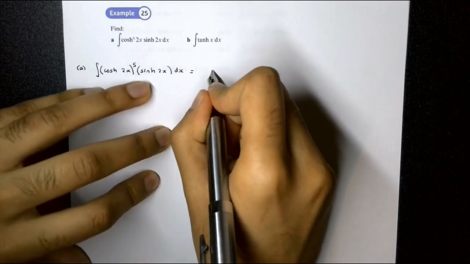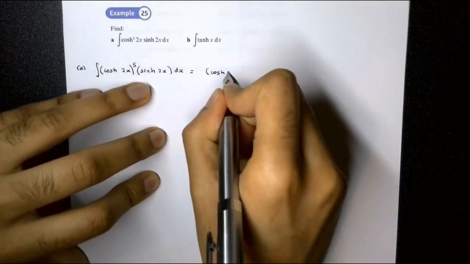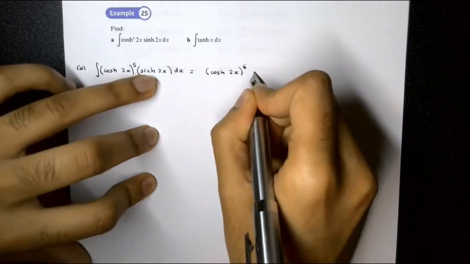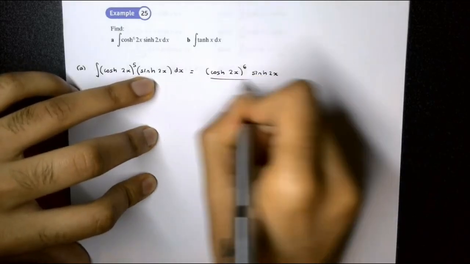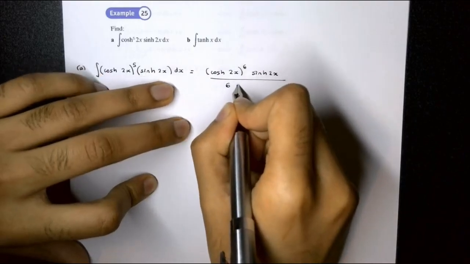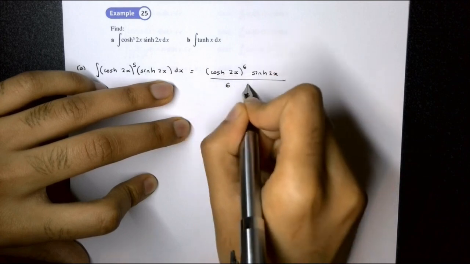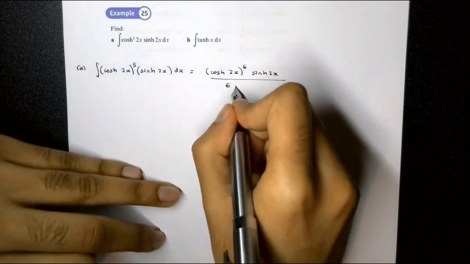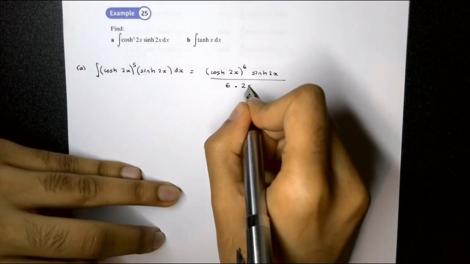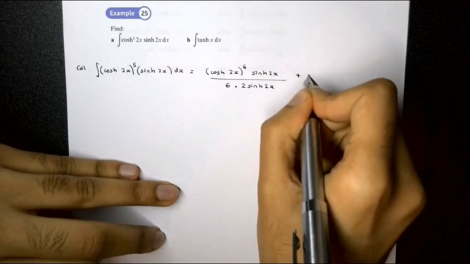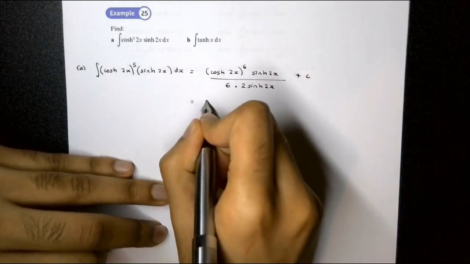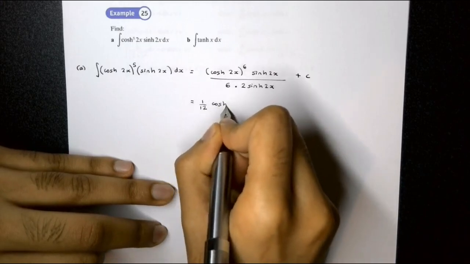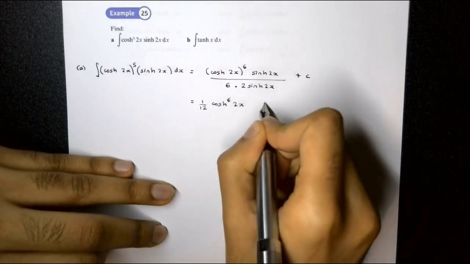So to do this, we add 1 to the power, so we have hyperbolic cosine of 2x to the power of 6. And don't forget we still have the hyperbolic sine of 2x. We then divide by the new power, and then we divide by the differential of the bracket. So the differential of the bracket is 2 hyperbolic sine of 2x, and don't forget we've got the plus c. So hopefully here you can see 6 times 2, that's 12, so we've got 1/12 lots of hyperbolic cosine of 2x to the power of 6 plus c.